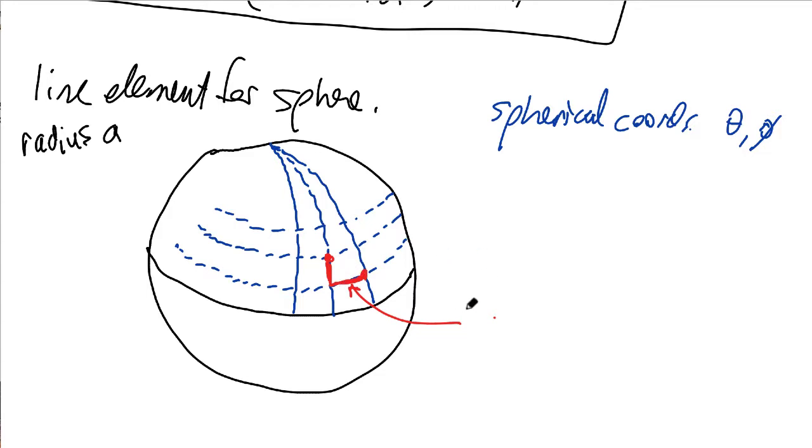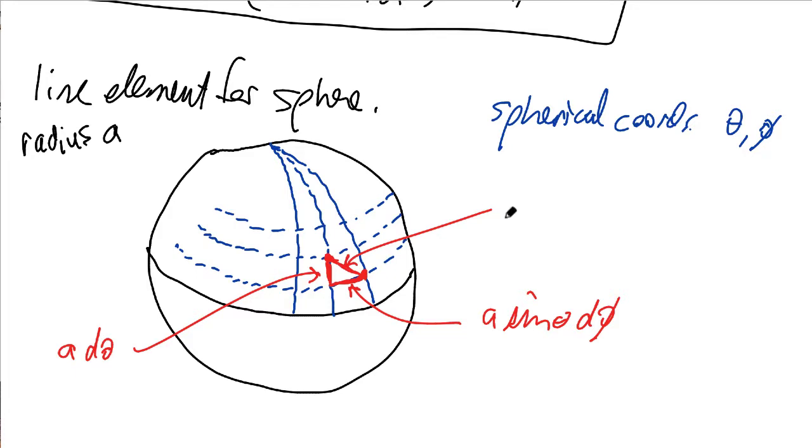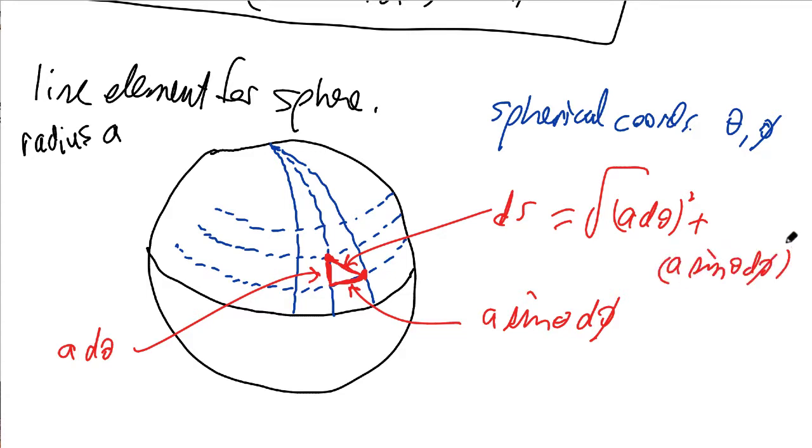Then this distance is a times sine theta d phi, and this distance is a d theta. Okay, and then using the Pythagorean theorem, because these two segments are at right angles, this distance ds is the square root of (a d theta) squared plus (a sine theta d phi) squared.